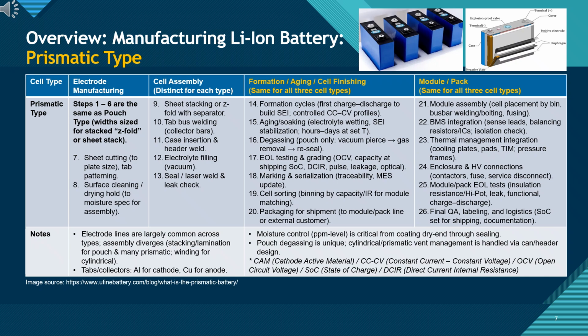After assembly, the cells move through the standard formation, aging, grading, and packaging steps common to all formats. Two images are included to help visualize the internal structure of a prismatic cell and its external form factor. Please review this table alongside the pouch and cylindrical versions shown previously. Comparing the three formats will help you clearly understand how assembly methods diverge while the early and late processes remain largely consistent across all cell types.